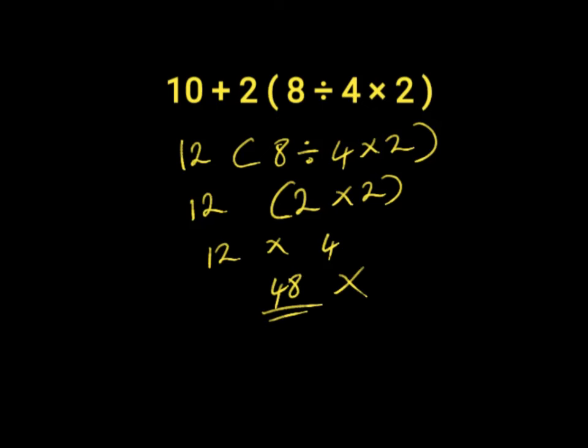48 is the wrong answer to this question because we did not work with the order of operations, which is PEMDAS. In PEMDAS, we have parentheses, exponents, multiplication, division, addition, and subtraction. Multiplication and division have equal priority, as do addition and subtraction, working from your left to your right in order to arrive at the correct answer. Let's solve for the right answer to this question.